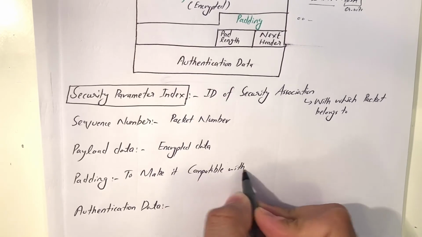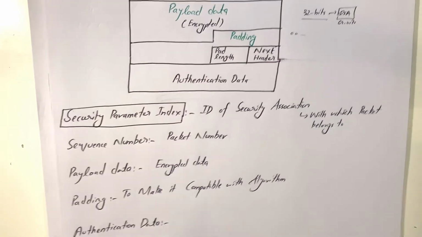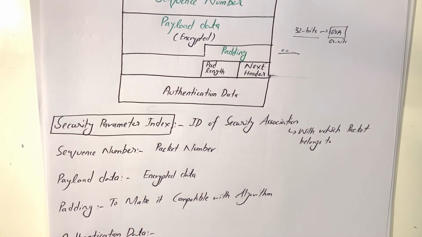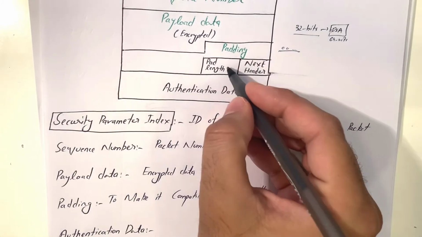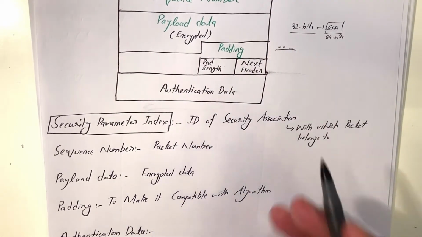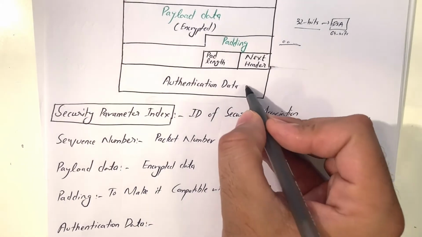So we will pad zeros on the left side. I believe everybody knows why we pad the zeros on the left side. Of course, otherwise, if you pad the zeros on the right side, it might change the numbers. The pad length defines how many pads you have used, and the next header defines what the next header is going to be. Last is the authentication data.